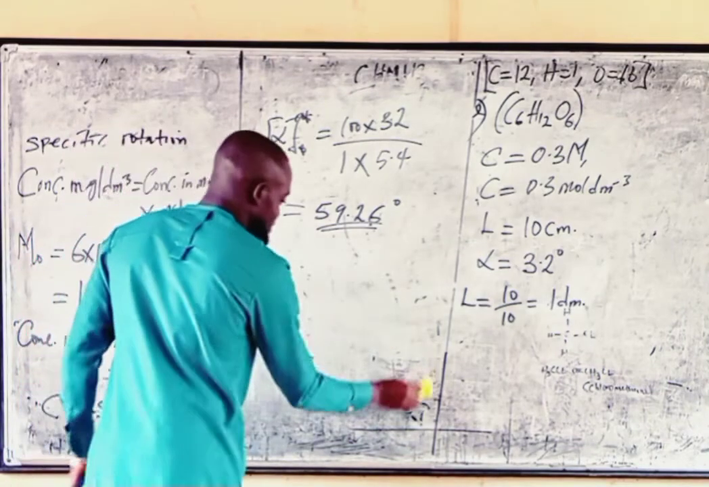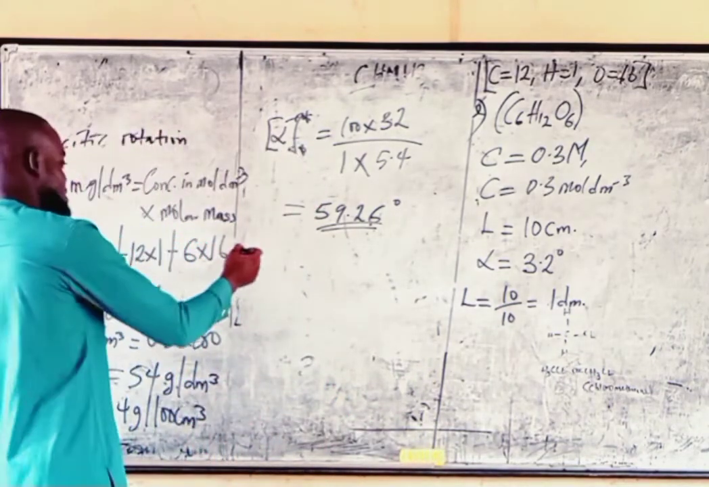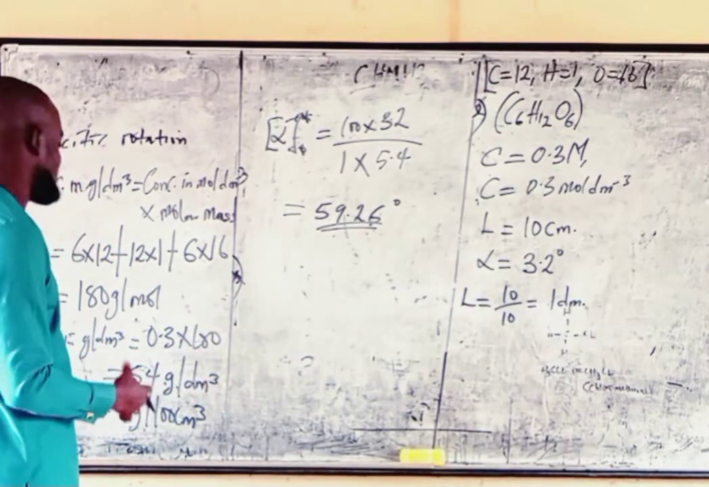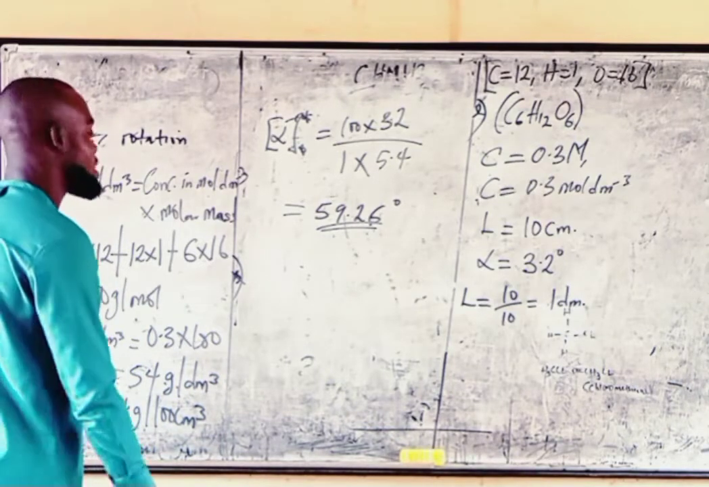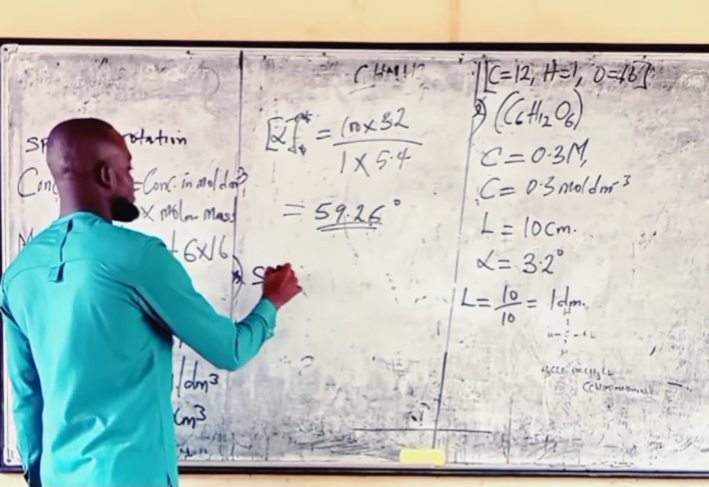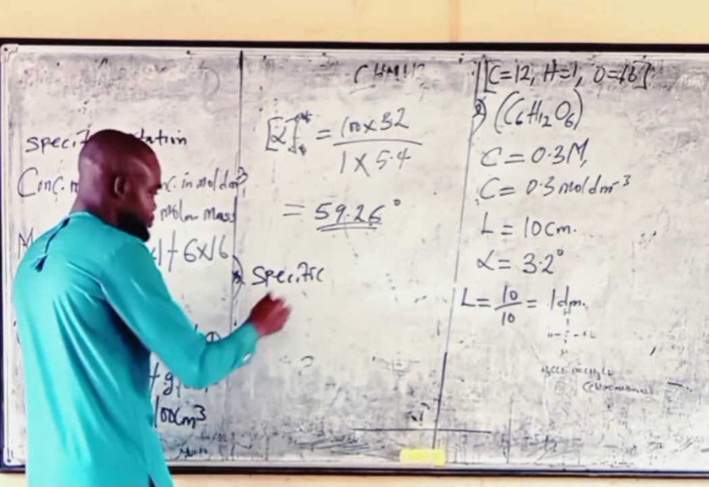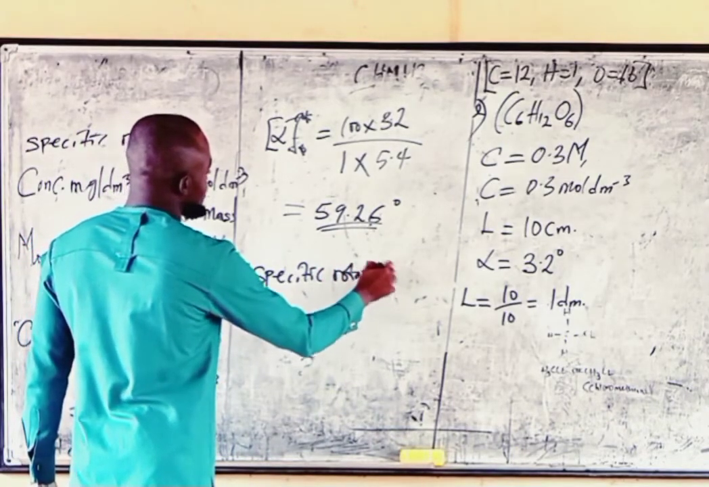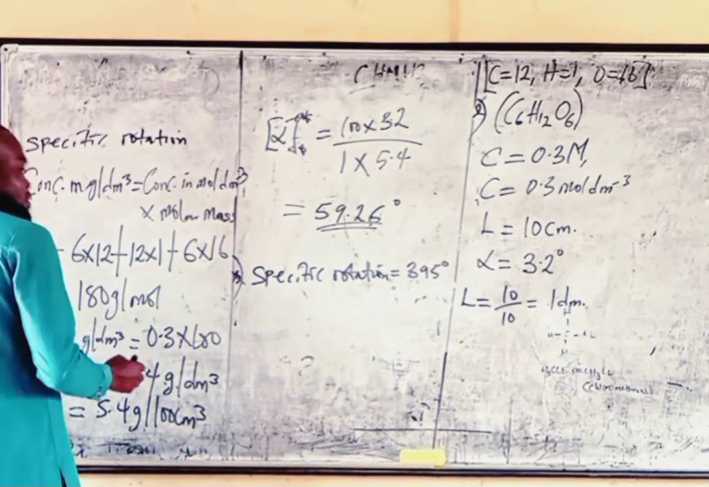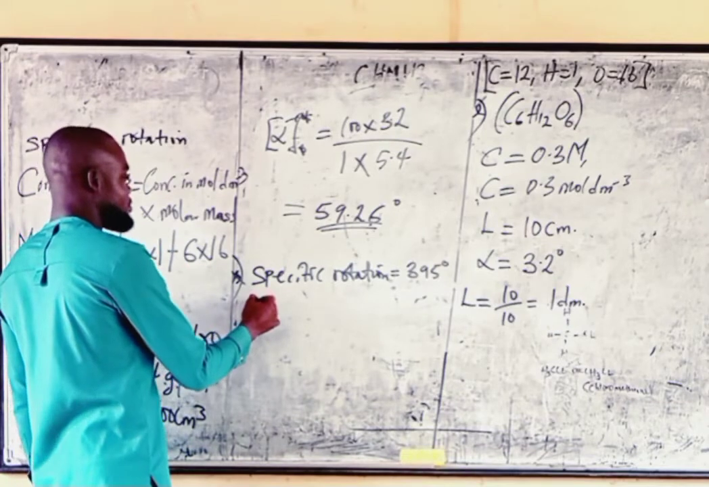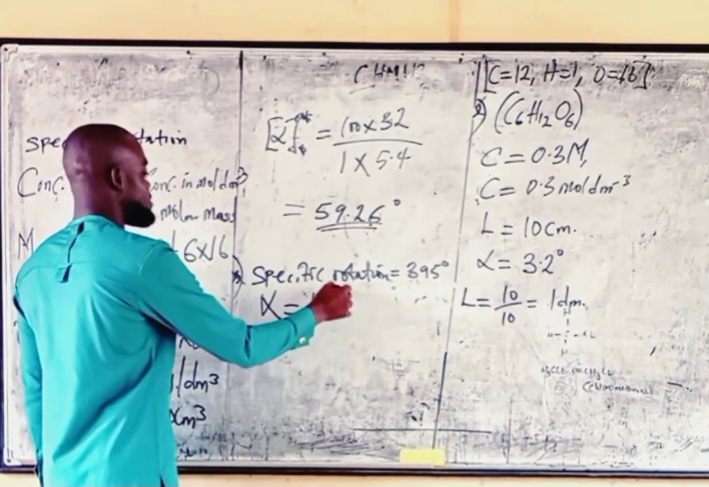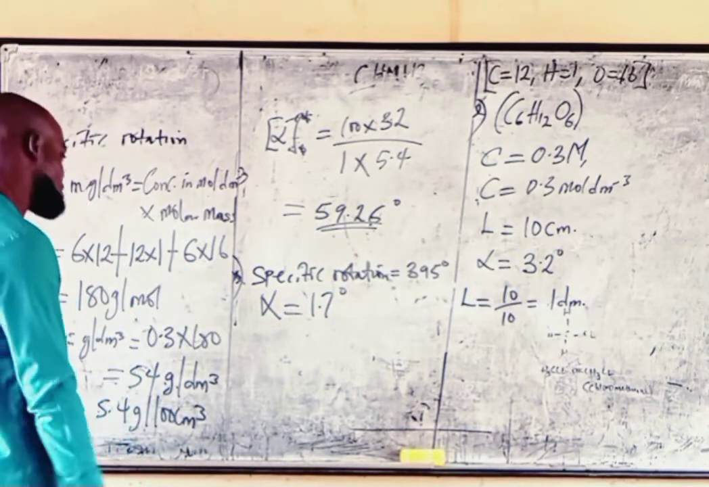So lastly, the last question for the day. Let's say we have these parameters. Specific rotation equal to 395 degrees, then observed rotation equal to 1.7 degrees.